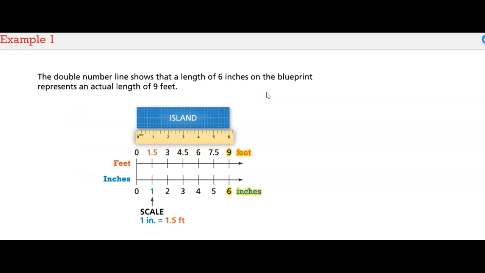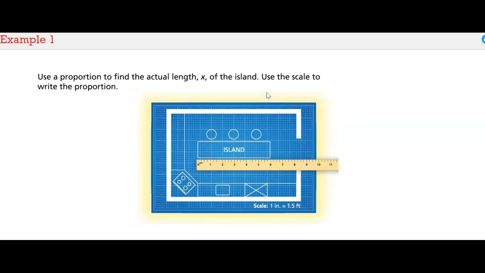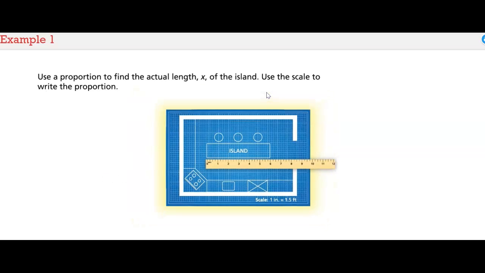The double number line shows that a length of 6 inches on the blueprint represents an actual length of 9 feet. Another way to solve the problem is to use a proportion to find the actual length, x, of the island. Use the scale to write the proportion. 1 inch on the blueprint equals 1 5/10 feet on the actual kitchen.